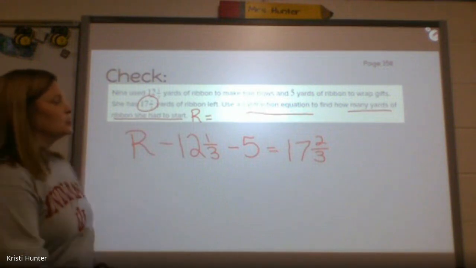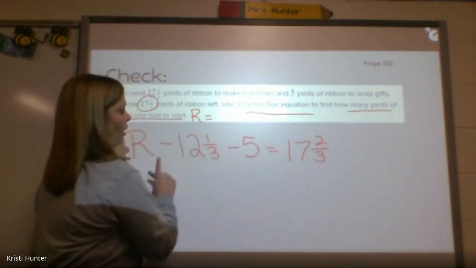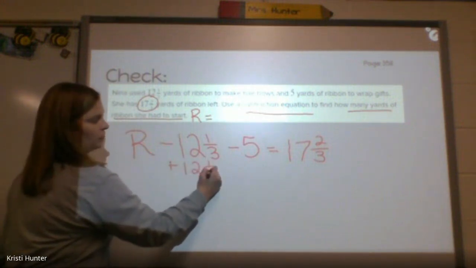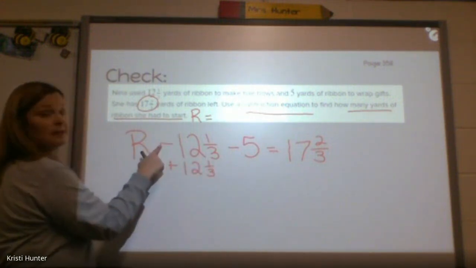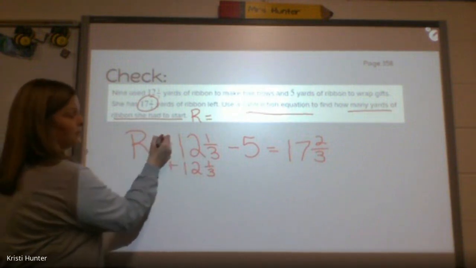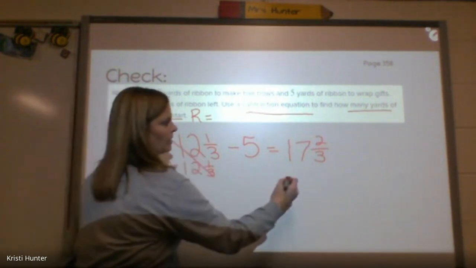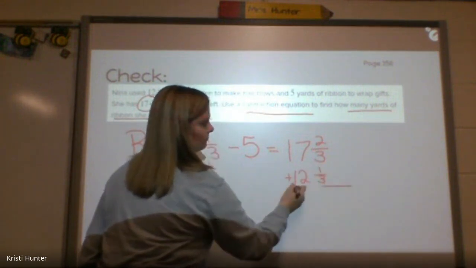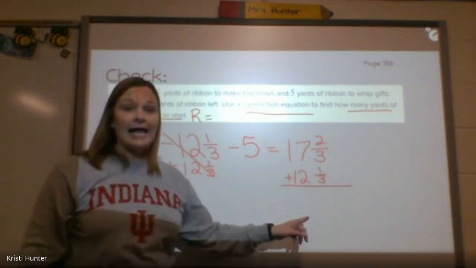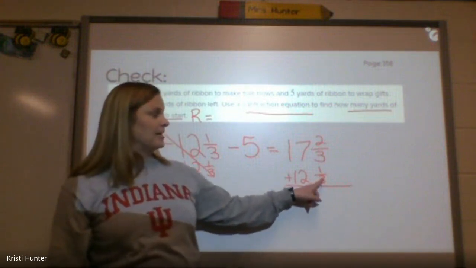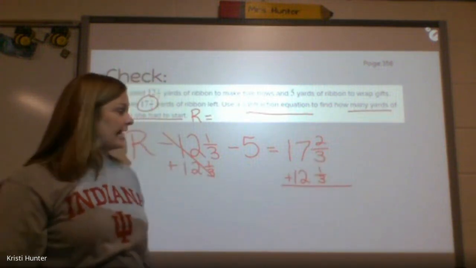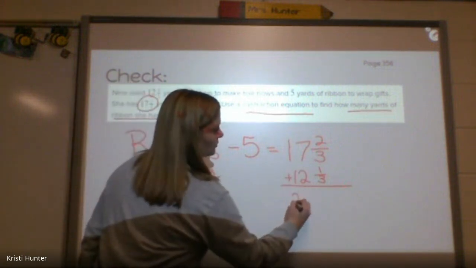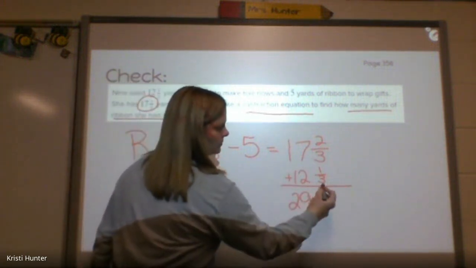All right, so I want to get R by itself. So I'm going to get rid of 2 1/3 by adding it because I'm subtracting. I'm going to put my pieces back together. So I'm going to add 2 1/3. Ooh, I like it when I go to add my fractions and my denominators are already the same. So I have 17 whole and 12 whole. So that just gives me 29 wholes.